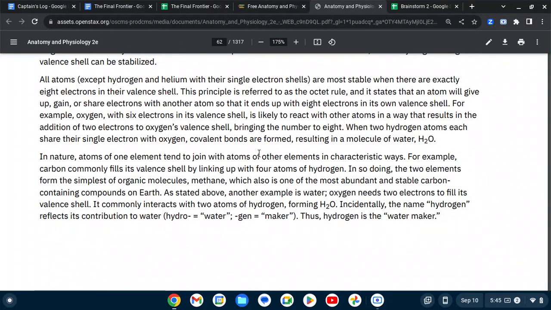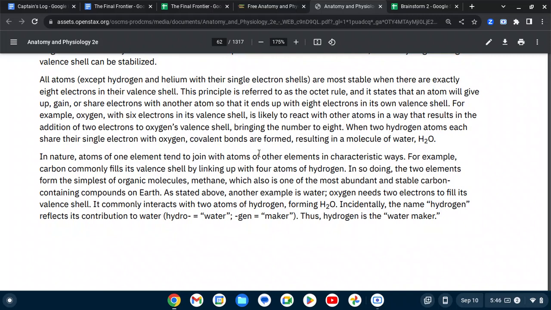In nature, atoms of one element tend to join with atoms of another element in characteristic ways. For example, carbon commonly fills its valence shell by linking up with four atoms of hydrogen. In doing so, the 2 elements form the simplest of organic molecules, methane, which also is one of the most abundant and stable carbon-containing compounds on Earth.